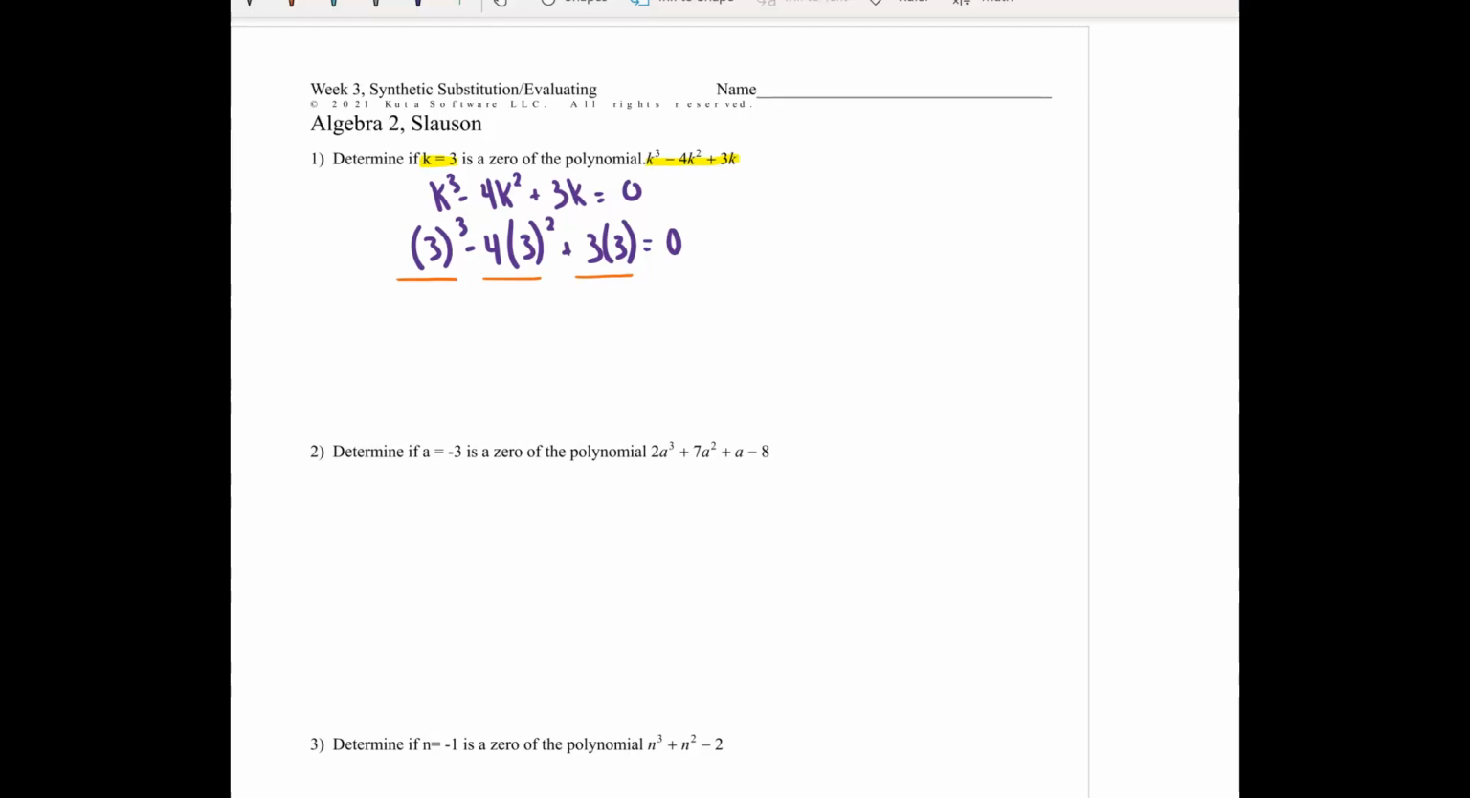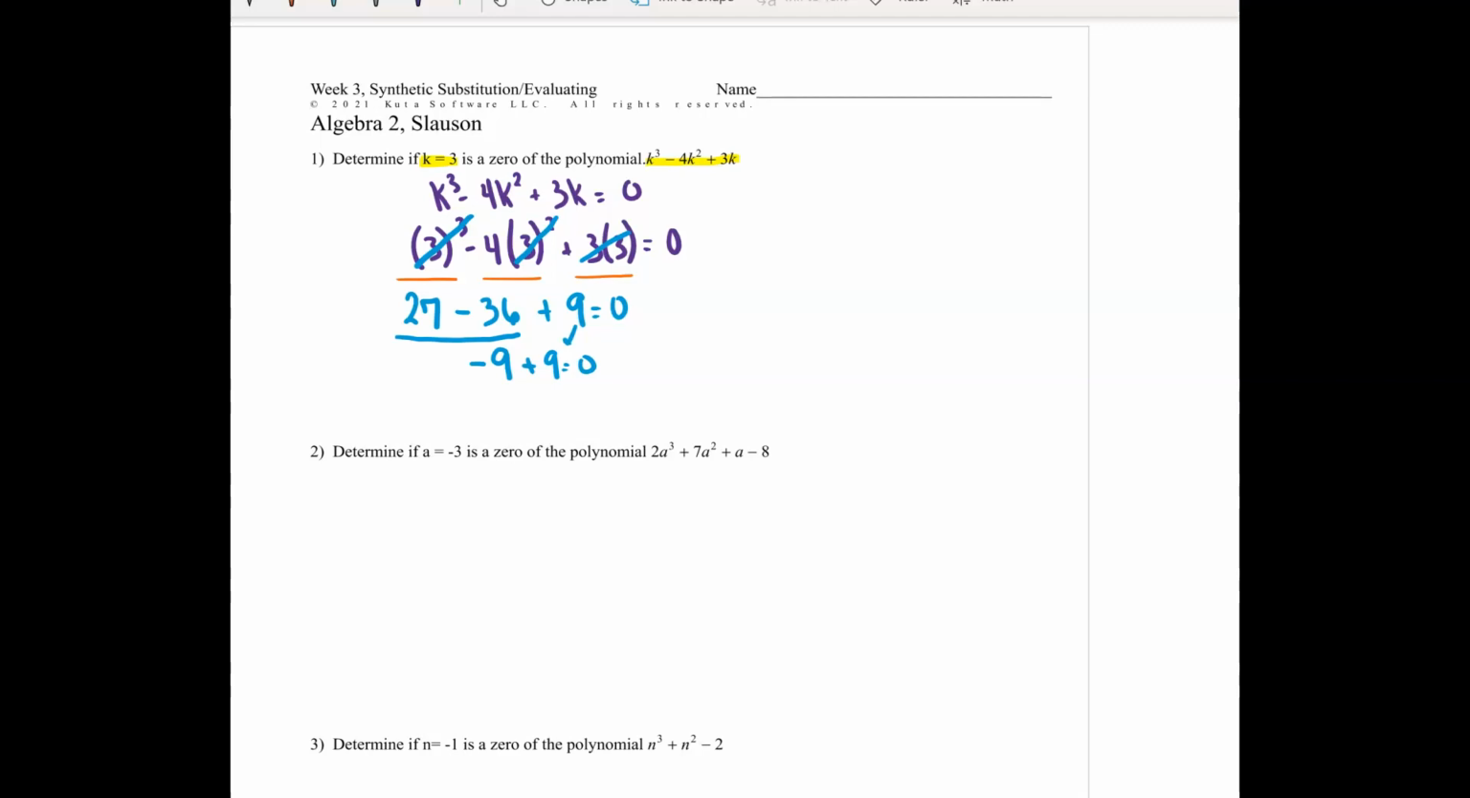If I look at each term, I can do my own mini order of operations. When I start with 3 cubed, 3 times 3 times 3, this term becomes worth 27. When I go to the next term, I would do the exponent first and get 9, and 9 times 4 is 36. When I go to the next underlined term, 3 times 3 is 9. Then if I follow the order of operations from left to right, when I subtract these, I get negative 9. And when I add that to the 9 that's above, I do get 0. So k equaling 3 is a 0 of the polynomial.